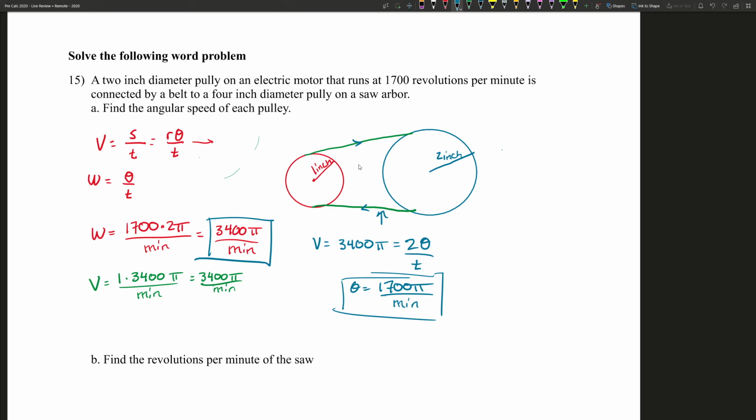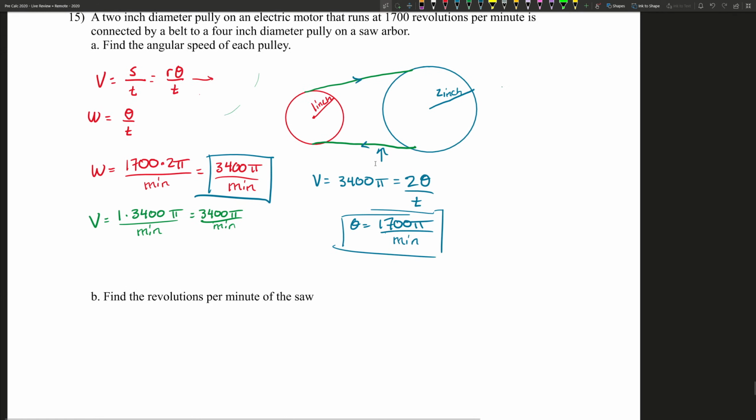And then find the revolutions per minute of the saw, right? So if we're going 1,700 pi a minute, we would just divide that by 2. We'd get 850. So 850 rotations a minute.